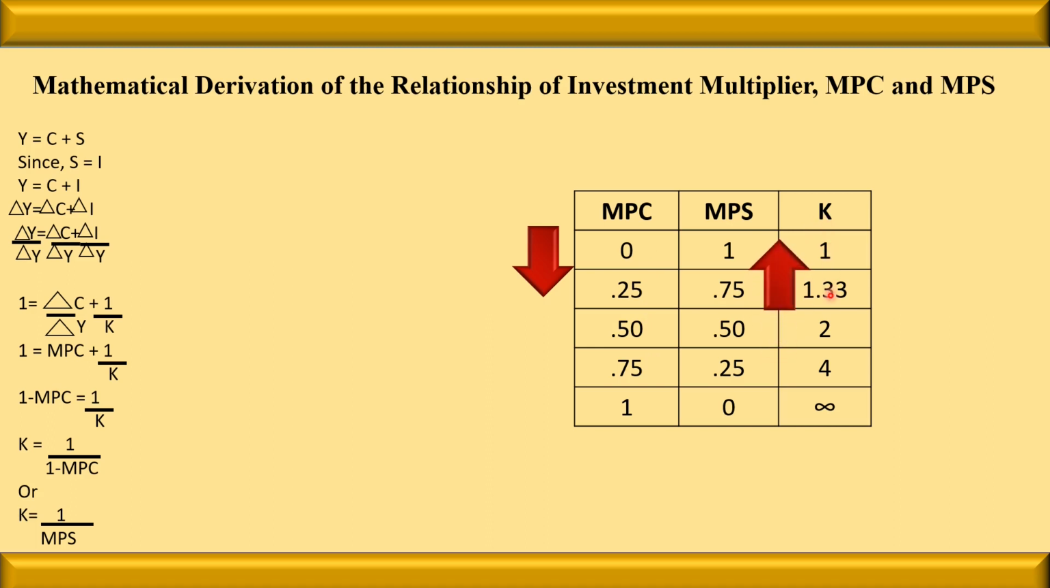At the same time, we have discussed earlier also that there exists a negative relationship between MPS and multiplier. When the MPS is decreasing, what is happening? Investment multiplier is increasing. When the MPS is 1, investment multiplier is 1. When the MPS decreased to 0.75, investment multiplier increased to 1.33. When the MPS further reduced to 0.5, investment multiplier increased to 2. Here we can see that there exists a negative relationship.